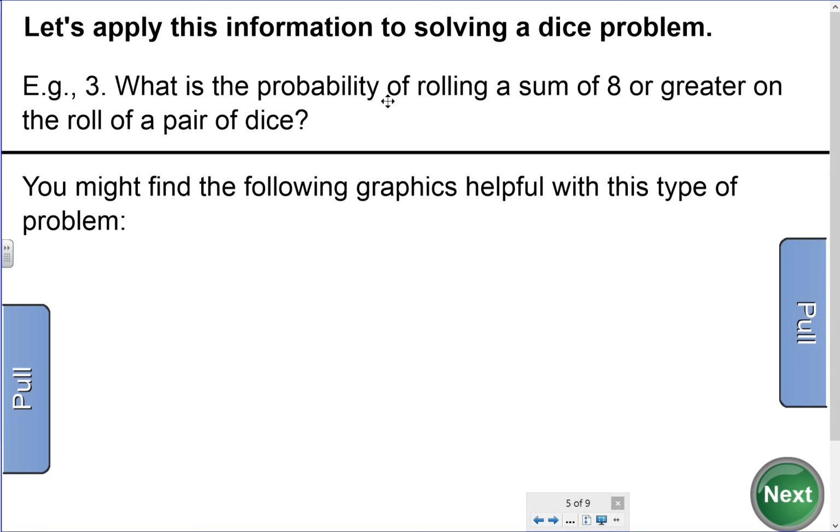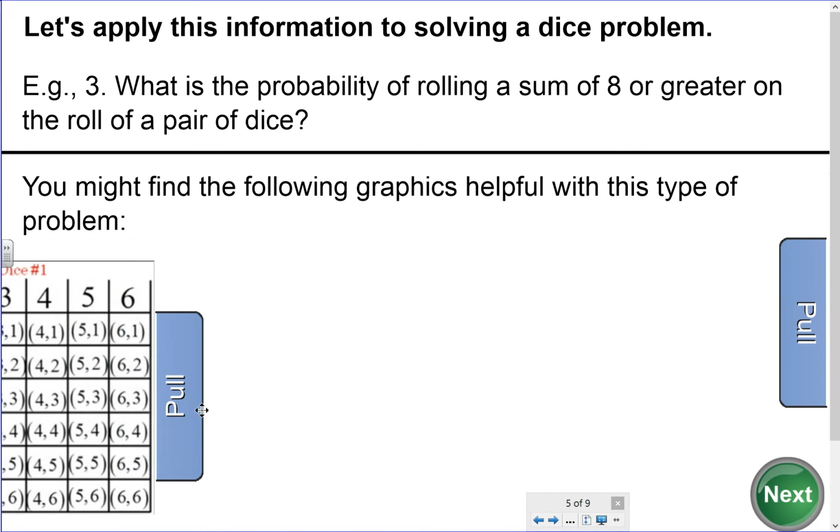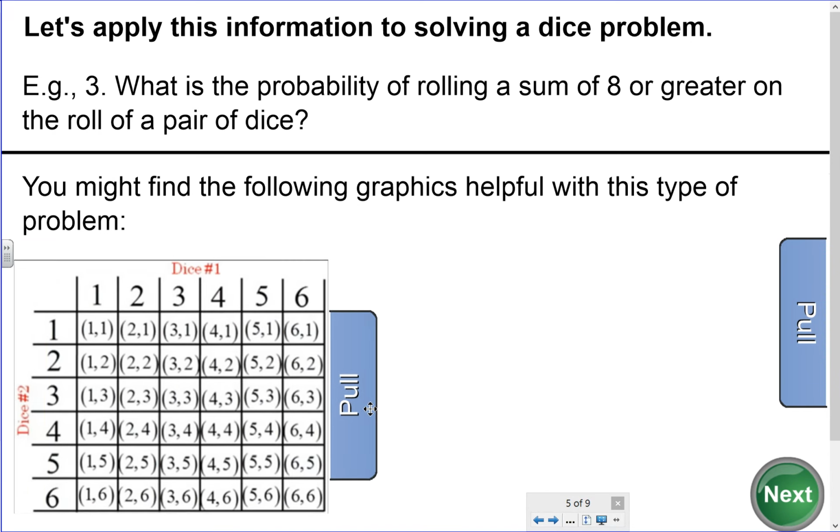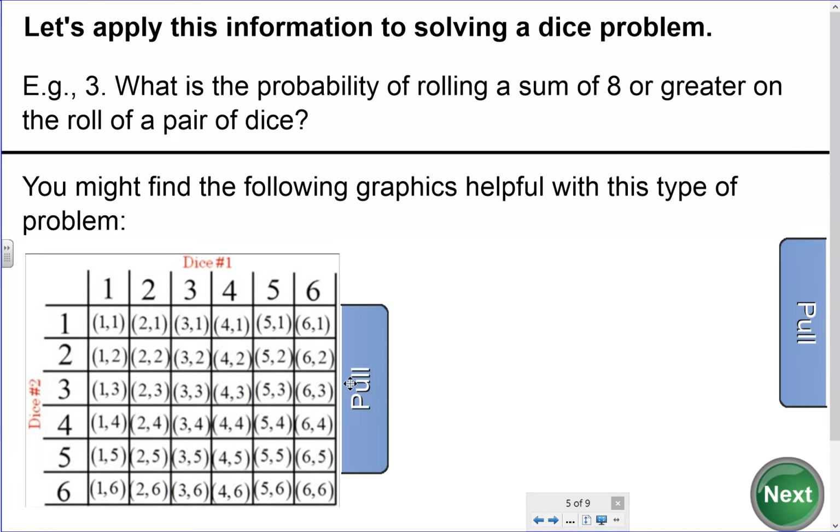Okay, so we're going to use a couple of visuals to solve this problem. The example being, what is the chance of rolling a sum of 8 or greater on the roll of a pair of dice? So here are 2 things you might find handy. This does look a bit busy, but really what it means is by rolling the first die, here are the possible outcomes, and here's the second die's possible outcomes.